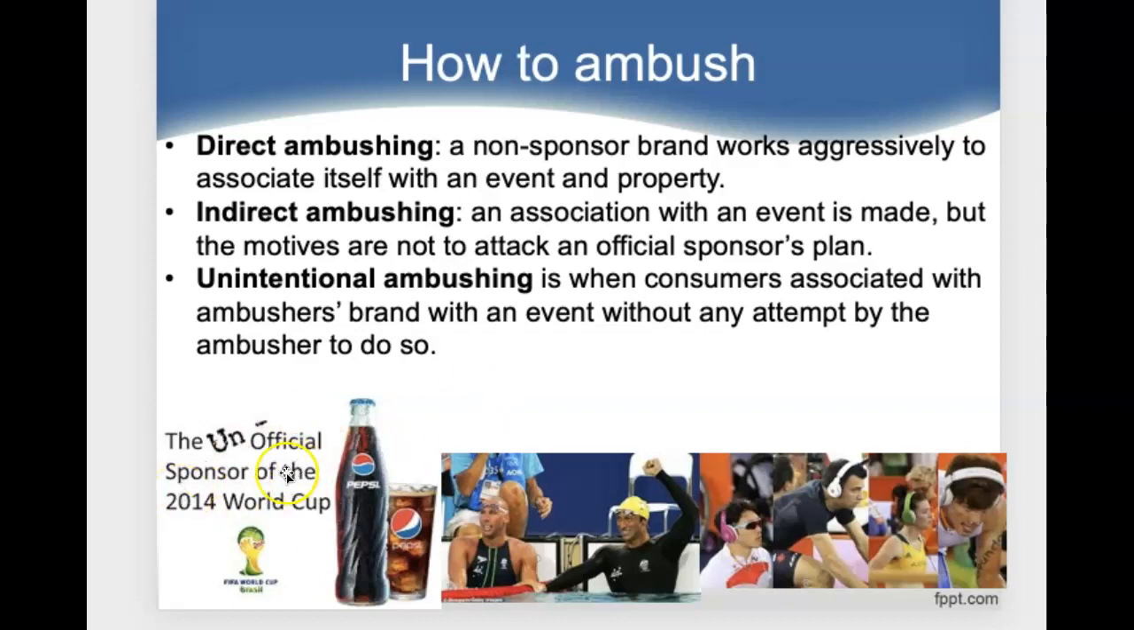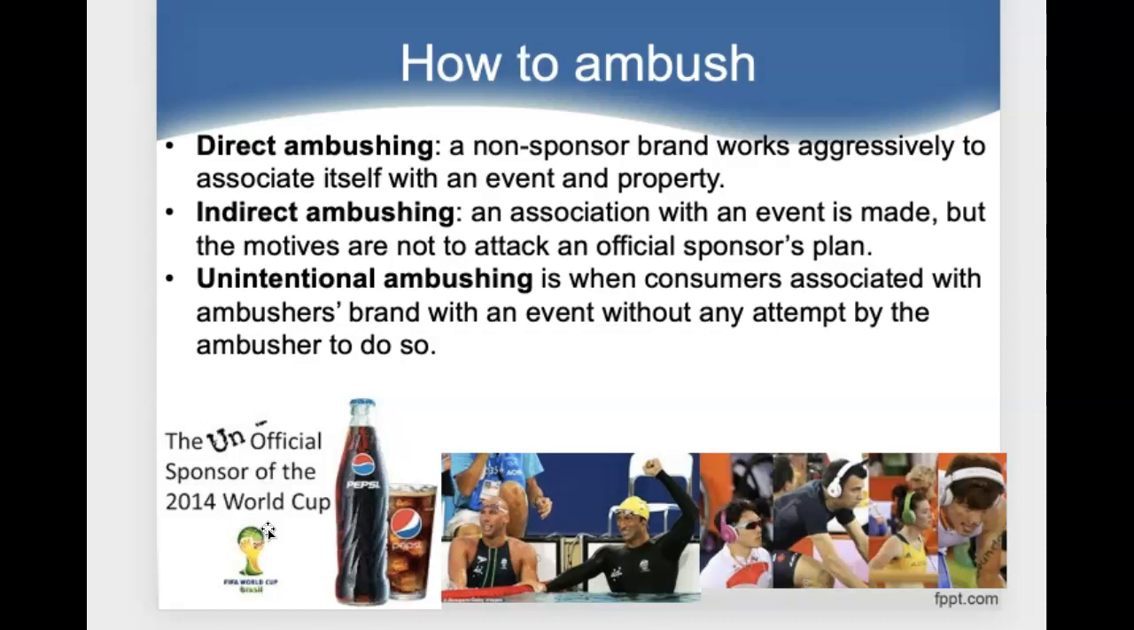So this is pretty aggressive because they are not just talking about the events, but also using event logos in their marketing promotions, right? This is called direct ambushing. Very, very aggressive, right? Most ambush marketers try not to be very aggressive, because if they are, they can make the event organizer very angry, and they'll very likely face lawsuits, which they don't want to get into, right?